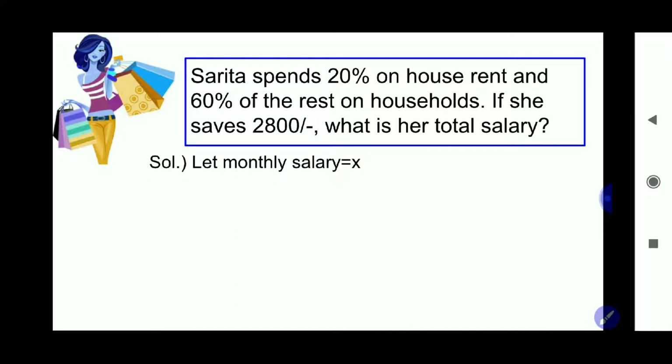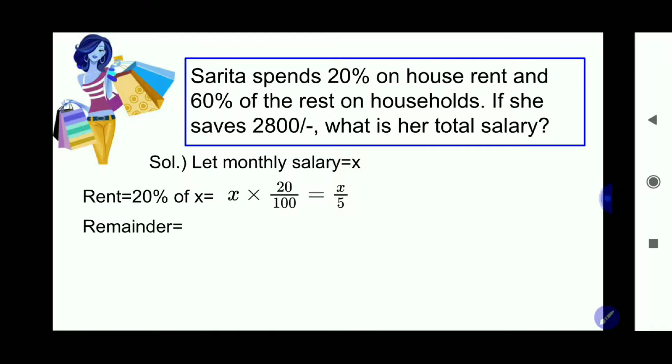Let her monthly salary be x. Now rent is 20% of salary. That means 20% of x. So it is x by 5. What is the remainder? Salary is x, rent is x by 5. So x minus x by 5. So the remaining money is 4x by 5.